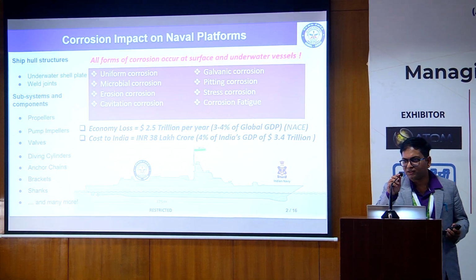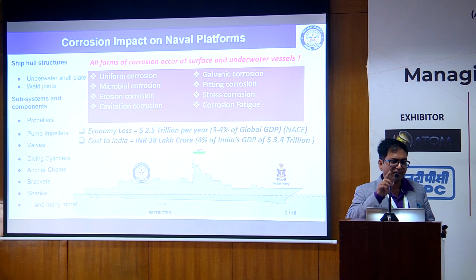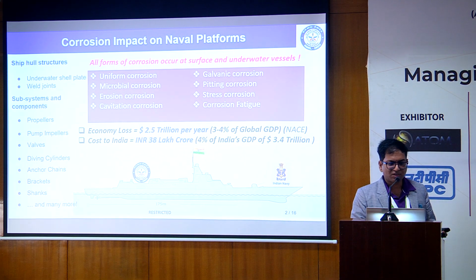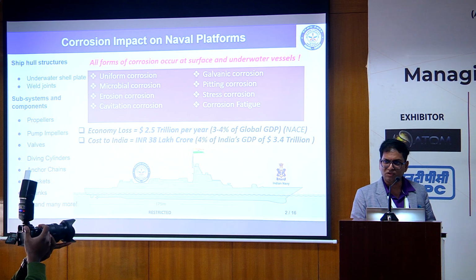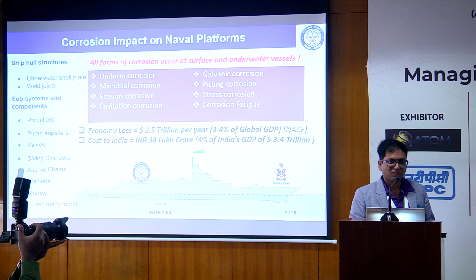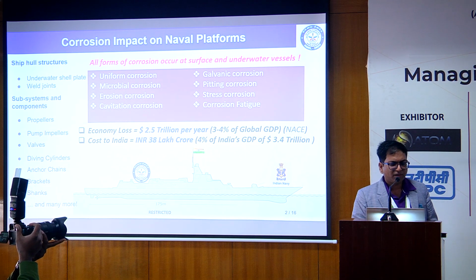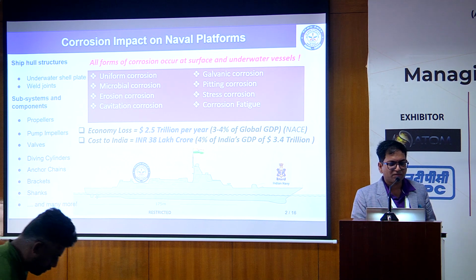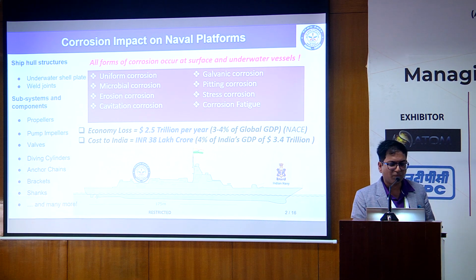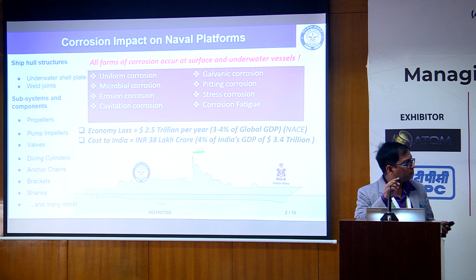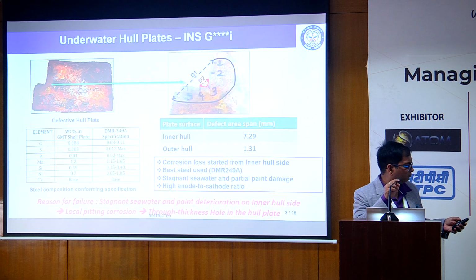So I would just like to mention the different critical components which naval assets primarily have. For example, the ships and the submarines. The most important part for structural integrity is the ship hull structures, where the underwater shell plate as well as the weld joints are quite important. And there are other subsystems and components like propellers, pump impellers, valves, and diving cylinders.